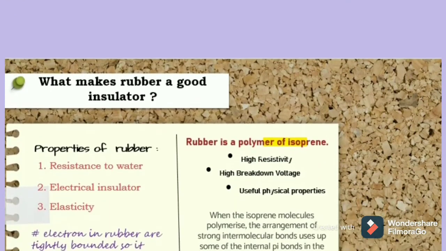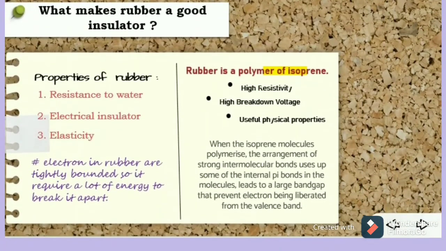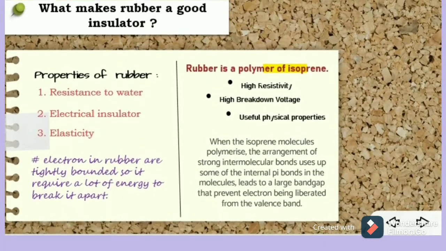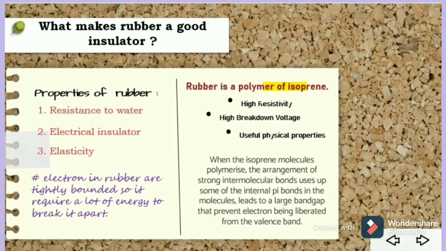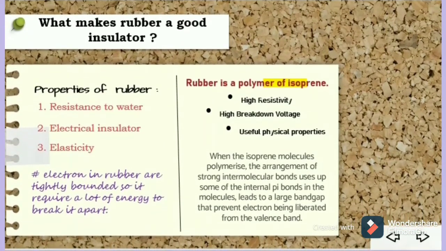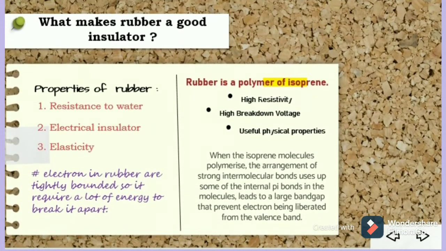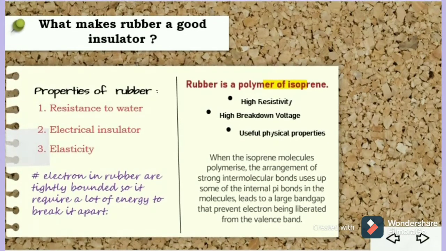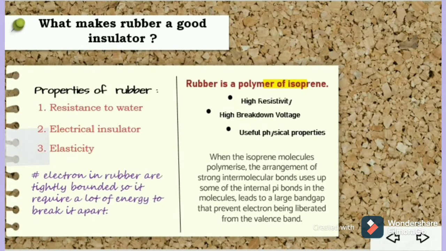What makes rubber a good insulator? So, the properties of rubber are resistance to water, electrical insulation, and elasticity. So, why is it an electrical insulator? It is because electrons in rubber are tightly bound, so it requires a lot of energy to break them apart. Rubber is also a polymer of isoprene, which means it has high resistivity, high breakdown voltage, and useful physical properties.